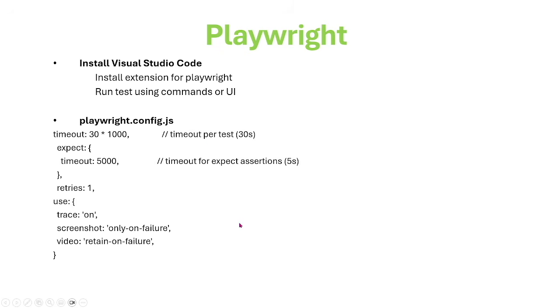The playwright.config.js file. In this file, Playwright defines some of the features, like defining the test timeout. This defines a timeout of 30 seconds. Expect timeout 5 seconds. And retry 1 time. Trace on. Screenshot only on failure. Video retain on failure.